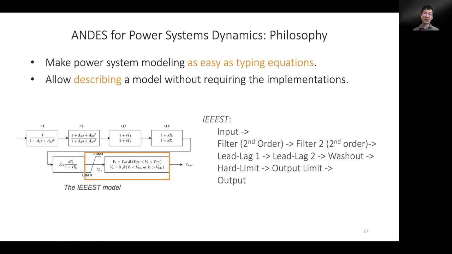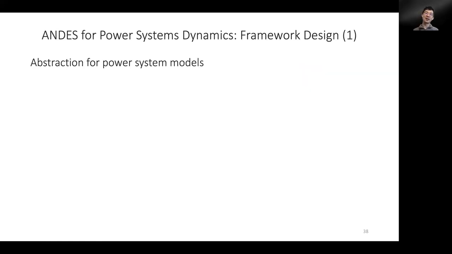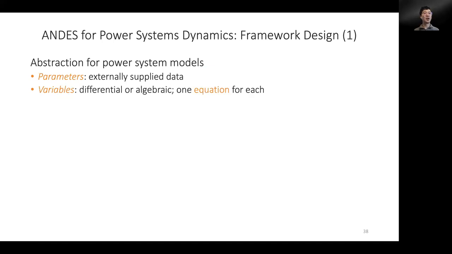That's it. So in order to realize that, an abstraction is created for power system models. Any power system model comes with parameters, which are externally supplied data from data files, and variables that can be differential or algebraic. Since this is a self-contained system, one variable corresponds to one equation. And discrete components, they are the discontinuities associated with variables.